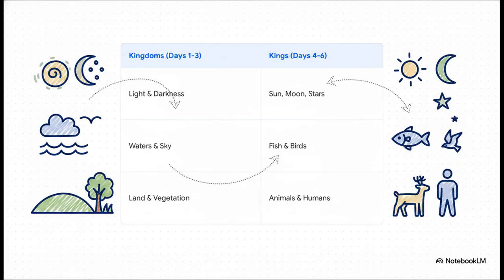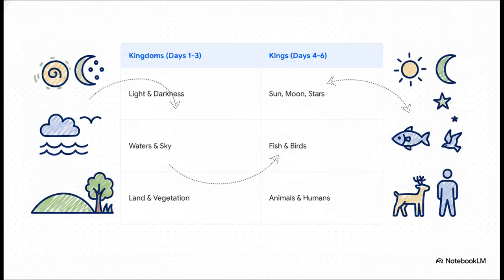Just look at the visual symmetry of Genesis 1. Far from being some random list of events, the text is meticulously organized. Notice how the structural frameworks, or kingdoms, created on the first 3 days are perfectly populated by the kings, the inhabitants of the next 3 days.